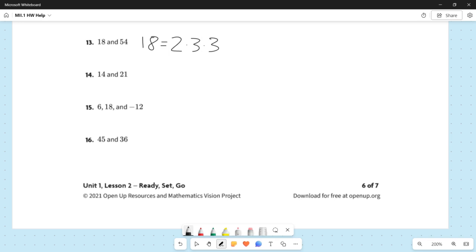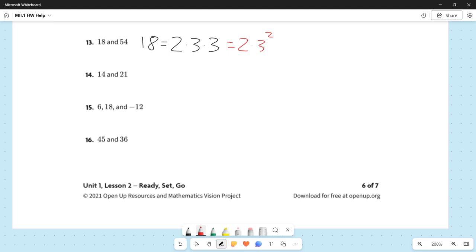So this is easy enough to check. 2 times 3 is 6, and times 3 is 18. So this is the prime factorization of 18: 2 times 3 times 3, which sometimes you'll see written as 2 times 3 squared, which is fine.